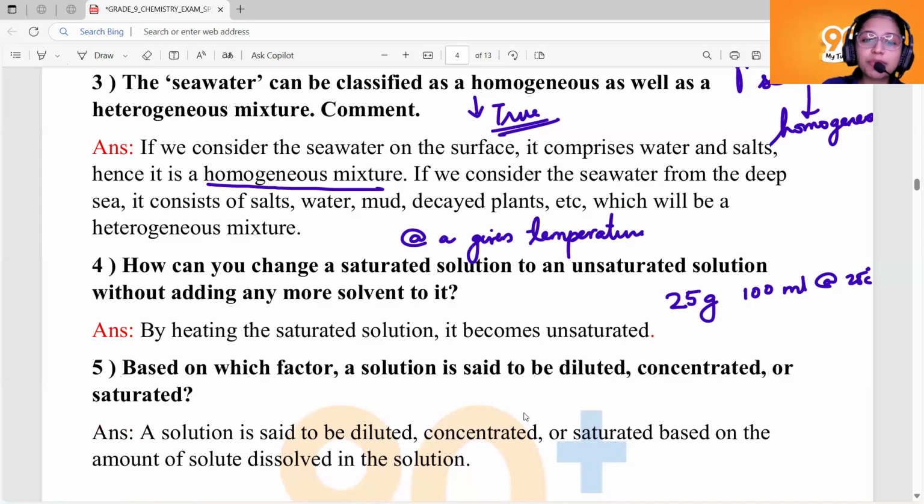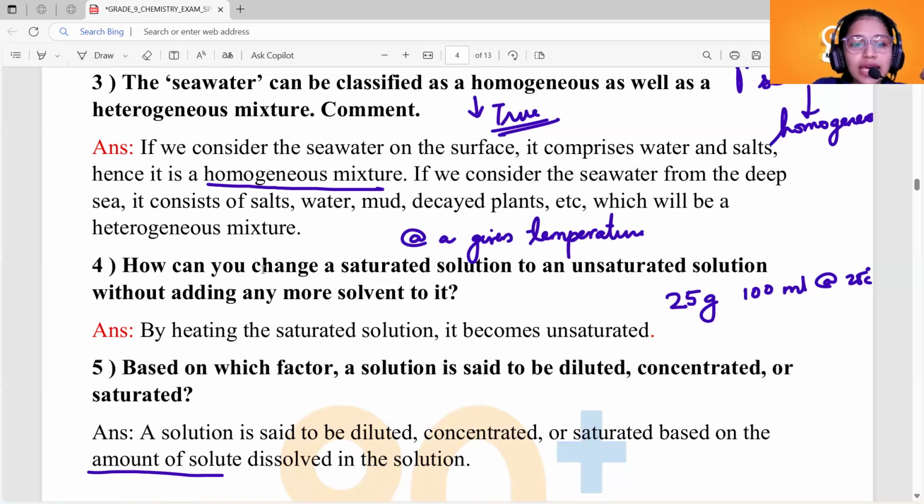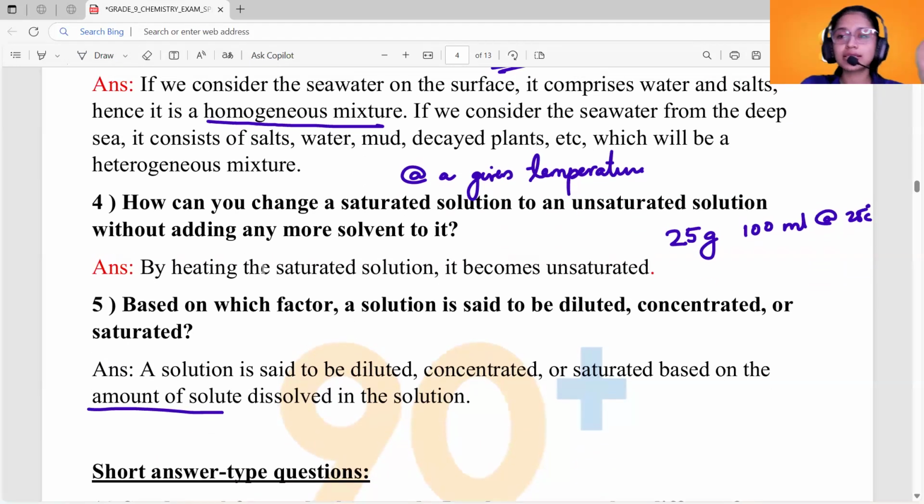A solution is said to be dilute, concentrated, or saturated based on the amount of solute dissolved in a given solution. Is it clear? So the factor that we are talking about is the amount of solute. Okay? Fine. Now we move on to short answer type questions.